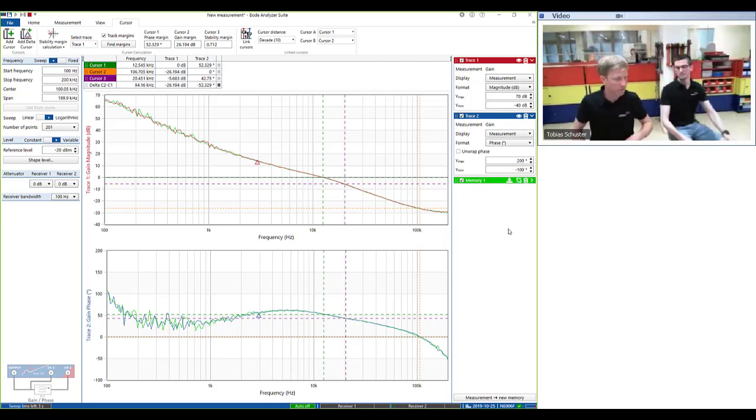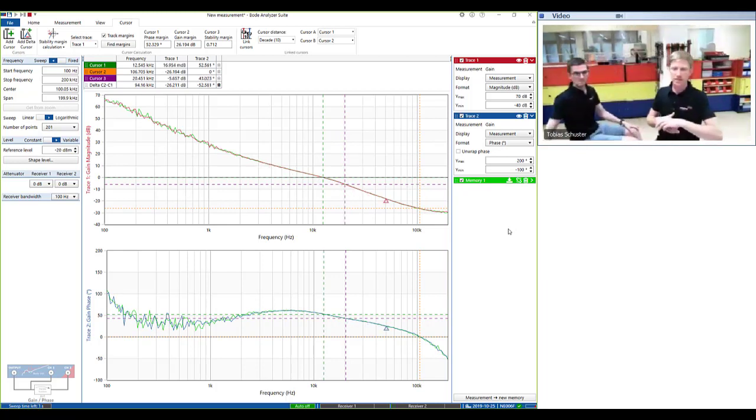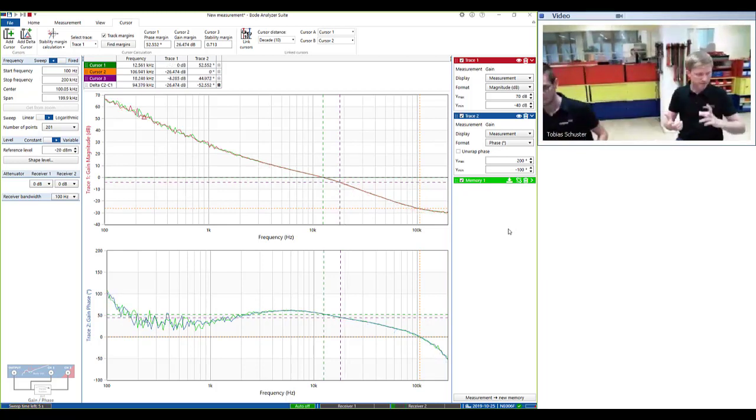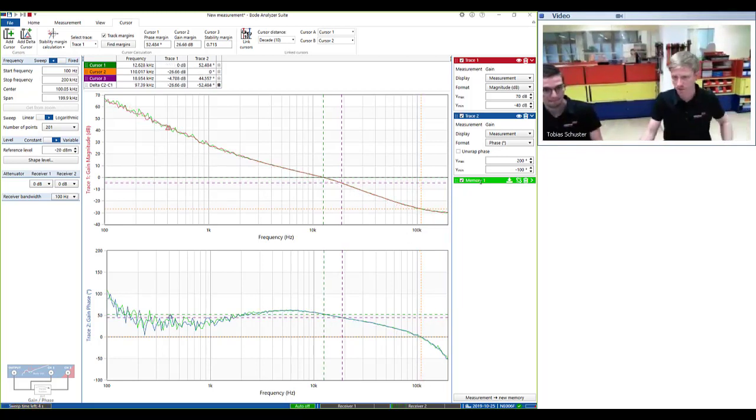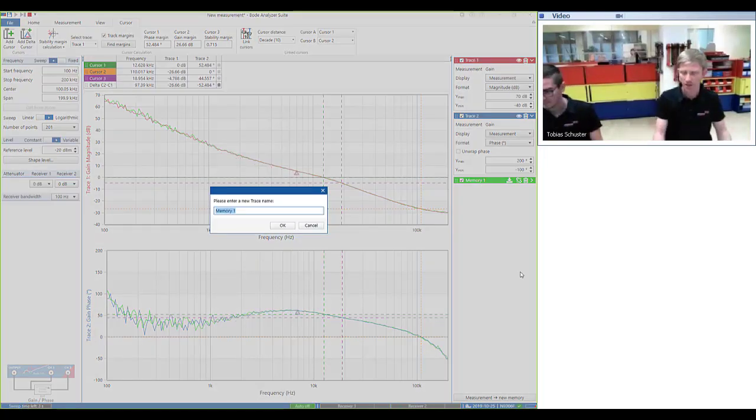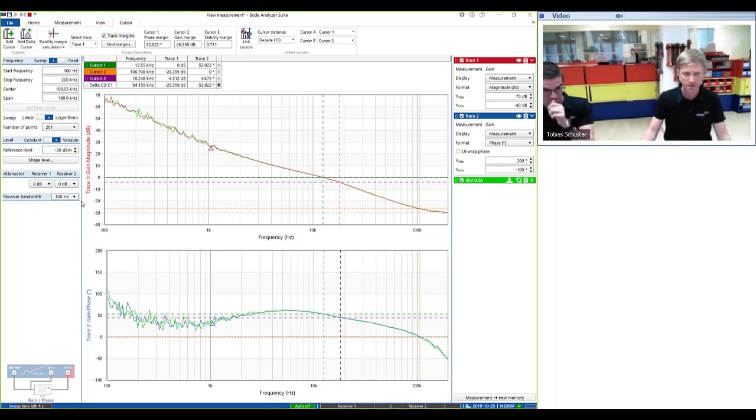Okay, so we'll continue by analyzing that system over various operating conditions, and I'll put on the camera. First I name that memory here. Currently we are at 40 volts and 0.3 amps output current, and that's it basically.